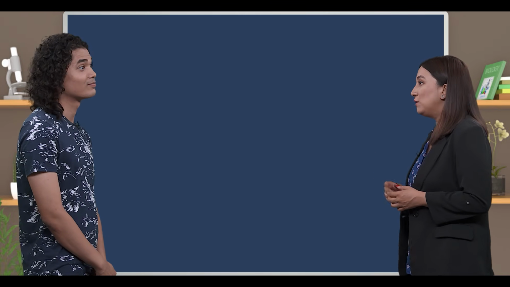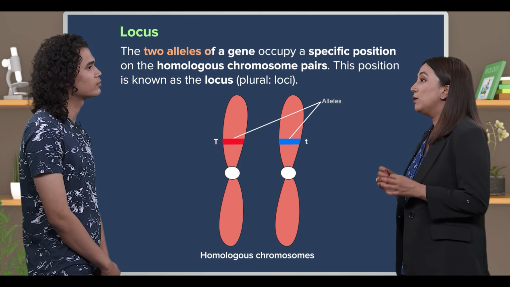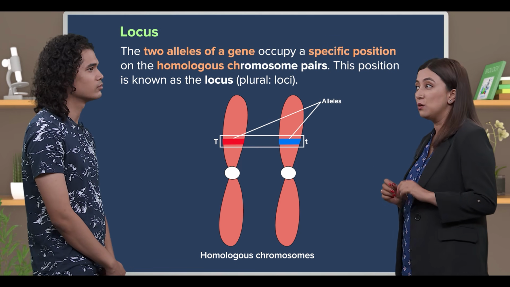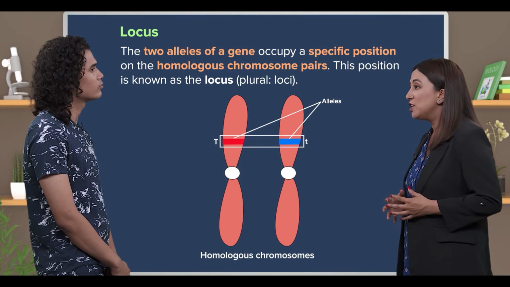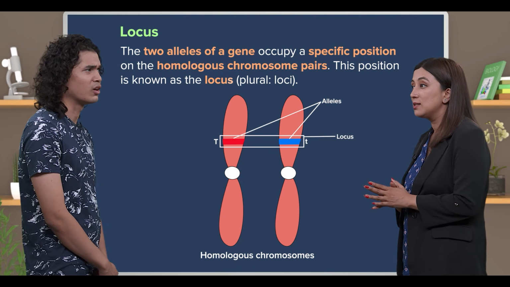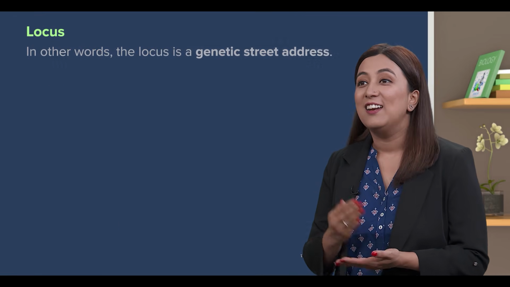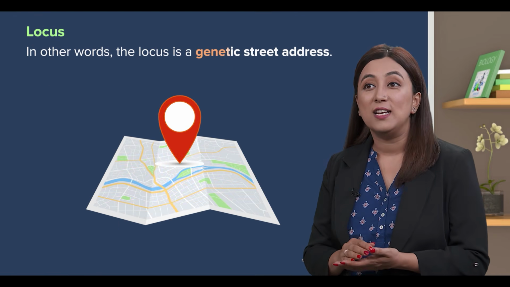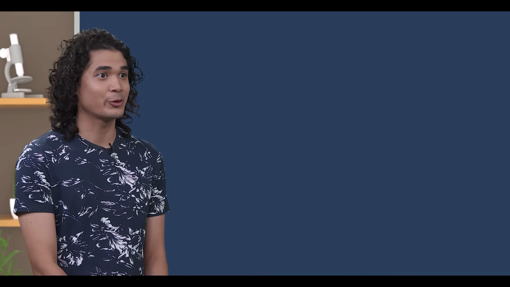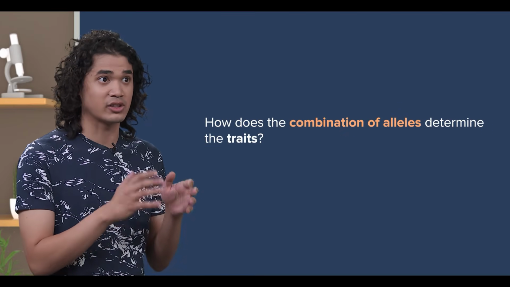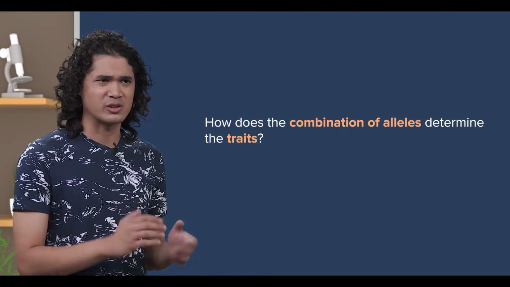Superb. Let me add on from here. The two alleles of a gene occupy a specific position on the homologous chromosome pairs, and this position is known as the locus. Oh, more like a location? Exactly. In other words, the locus is a genetic street address. Cool! So, the combination of alleles determines the traits. But how does it work?